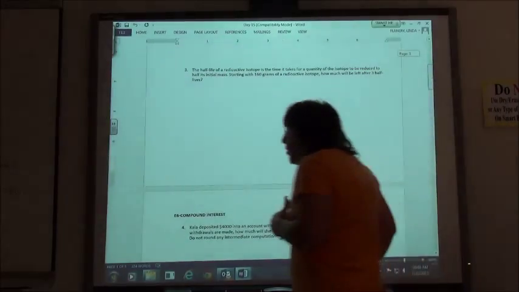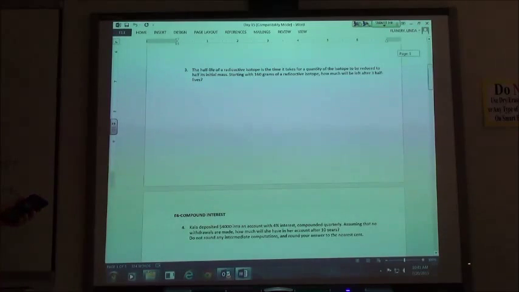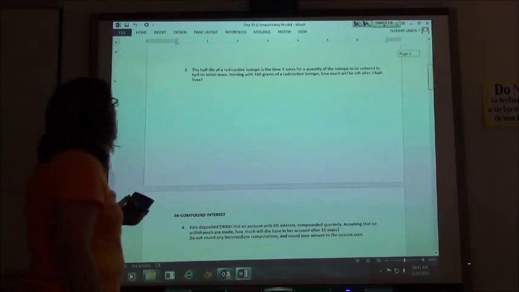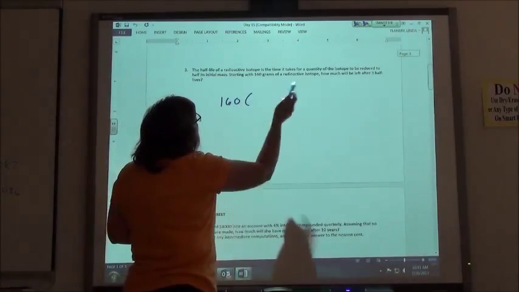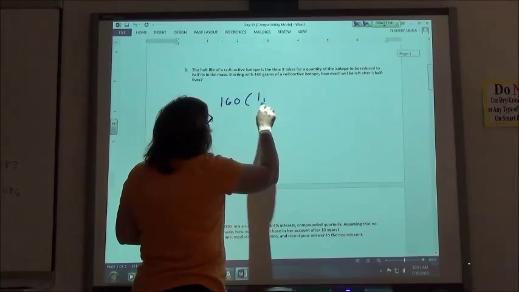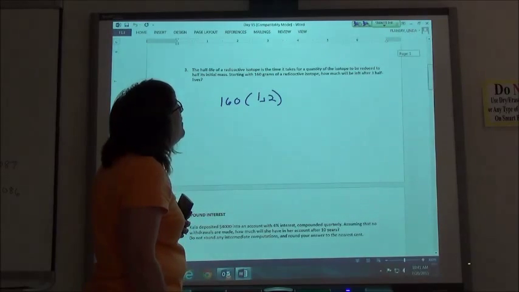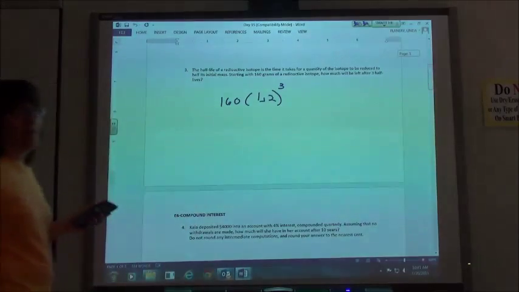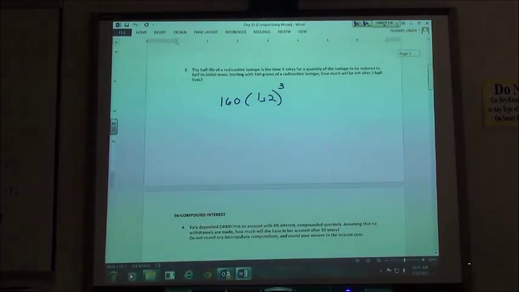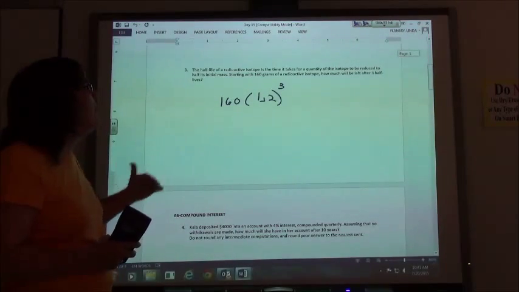So the third one here is one of those half-life ones. We did those half-life. It says the half-life of a radioactive isotope is the time it takes for the quantity of the isotope to be reduced to half its initial mass. We started with 160 grams. We're going to do the half-life, so 1/2. And we want to know how much will be left after 3 half-lives, so to the third power. On those other ones we did, they said a half-life takes 10 hours and we had to do a fraction. This is just telling you how many half-lives it would be.